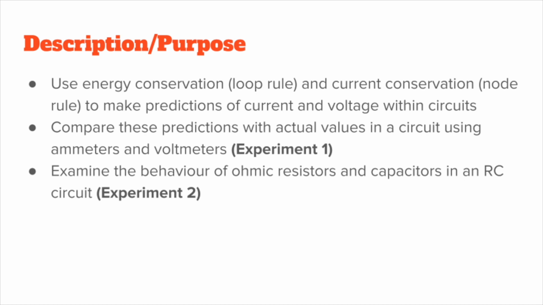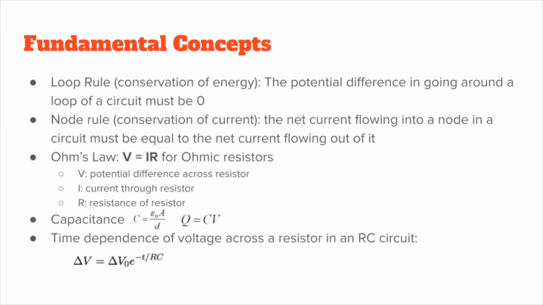This is experiment 1. We also want to examine the behavior of ohmic resistors and capacitors in an RC circuit in experiment 2. So the fundamental concepts include the loop rule, which is the conservation of energy, which details that the potential difference in going around the loop of a circuit must be 0. The node rule, which is the conservation of current, which is that the net current flowing into a node and out of it must be equal. Ohm's law, which is voltage is equal to current times resistance of an ohmic resistor, and the formulas for capacitance and the time dependence of voltage across a resistor in an RC circuit should be that of exponential decay.